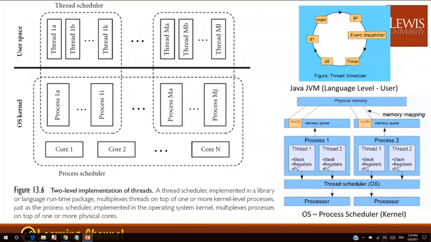But it is also possible that you use only the OS scheduler, one level, for a certain language. So it actually depends on the compiler and the language. The thread scheduler is implemented in a library or language runtime package, multiplexing threads on top of one or more kernel-level processes. Just as the process scheduler is implemented in the OS kernel, multiplexing processes on top of one or more physical cores. So there are two levels: the thread on top of the process, and the process on top of the CPU core.